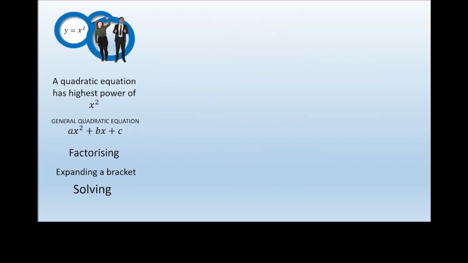So there we've got it. A quadratic equation has a highest power of x squared. The general quadratic equation is x squared plus bx plus c. We can break that equation down by factorising to get two things in brackets, or we can have two terms in brackets and expand them to get the quadratic, and we've got solving. I want you to know those 5 things. Those are key foundation stones for you for moving forward with your understanding of quadratics.